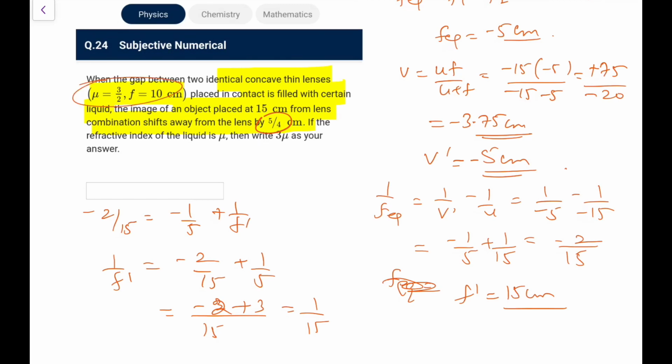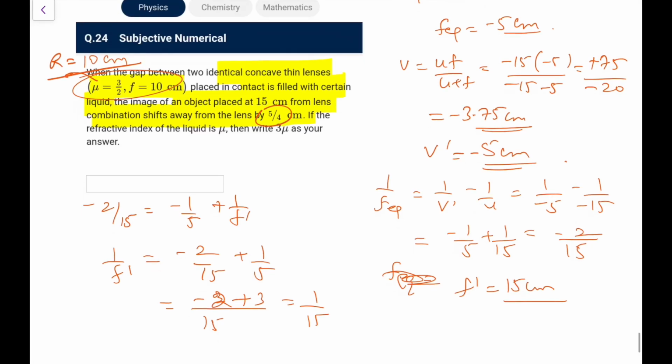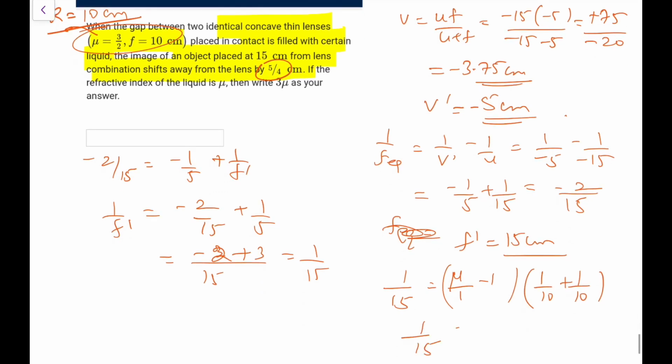First of all, from this data you know that F is r upon 2 into mu minus 1, so the radius of curvature you calculate will be 10 centimeter. So 1 upon 15 is mu upon 1 minus 1, not 3 by 2, because we take everything with respect to air, into 1 upon r1, this is 1 upon 10, plus 1 by 10. So 1 by 15 is mu minus 1 into 1 by 5. So mu minus 1 comes out as 1 by 3, so mu comes out as 4 by 3. So 3 mu comes out as 4.